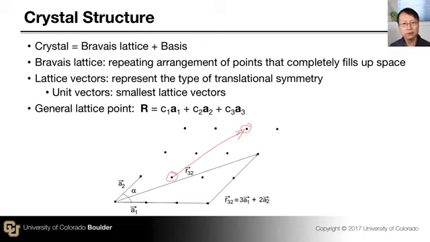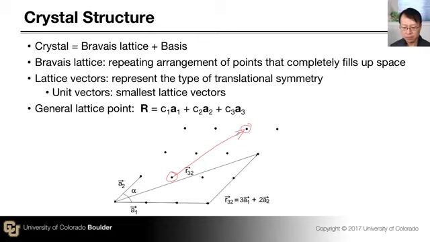And if you translate this entire lattice by this lattice vector, then you will see that the Bravais lattice, original lattice, maps onto itself. So this lattice vector represents a translational operation which keeps the lattice invariant. And that's the translational symmetry that we're talking about here. Now, the smallest of these lattice vectors are called a unit vector.